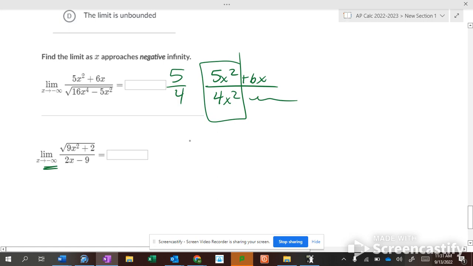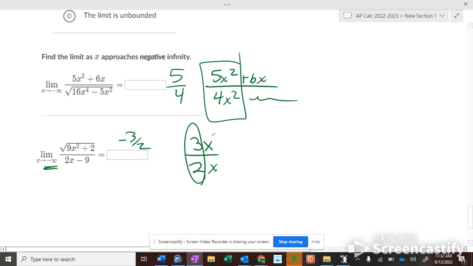So what's the square root of 9x squared? 3x over 2x. So the highest powers are the same, so it would be the coefficients. And because we're going towards negative infinity, it's a negative 3/2 because we're at the first power. If we're at the first power, the third power, the fifth power, it'd be negative. If we're at an even power, it'd be positive. Okay? That's basically what we're doing before lunch.